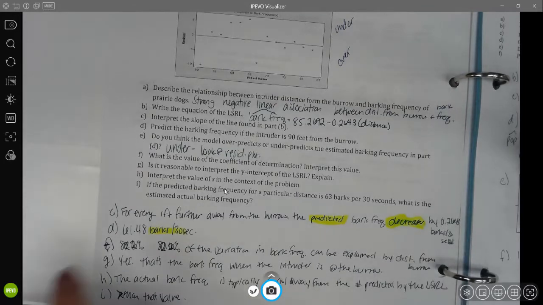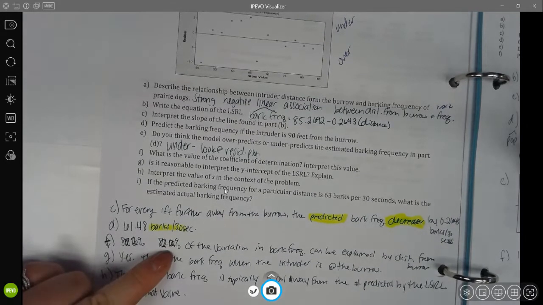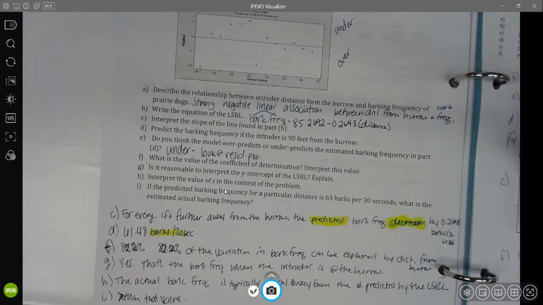Part F is asking us the value of the coefficient of determination. That's your R squared value, your coefficient of determination. We do not use the adjusted value. So this does say 82.2. I originally had written the wrong one on there and I had to fix part F. So it's the 82.2%. That is the value. The interpretation, we're just going to throw it into our generic formula. 82.2% of the variation in bark frequency can be explained by the distance from the burrow.